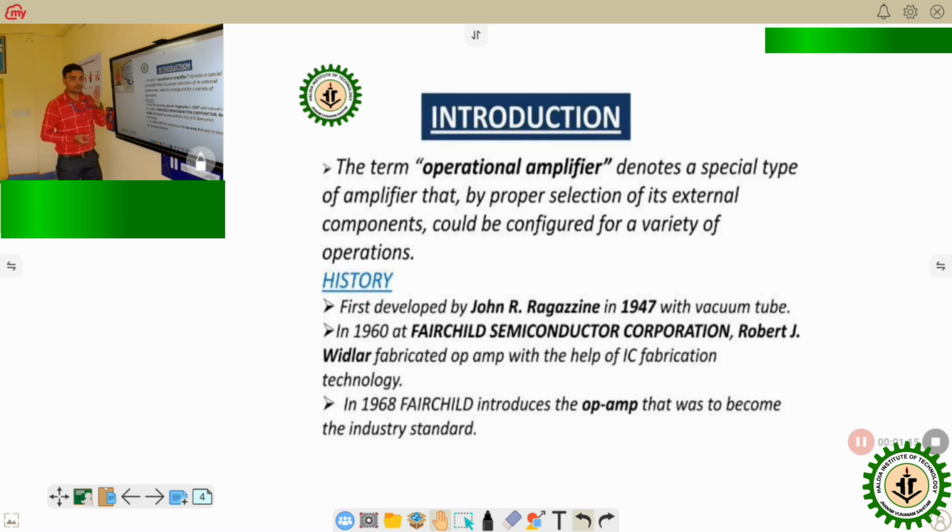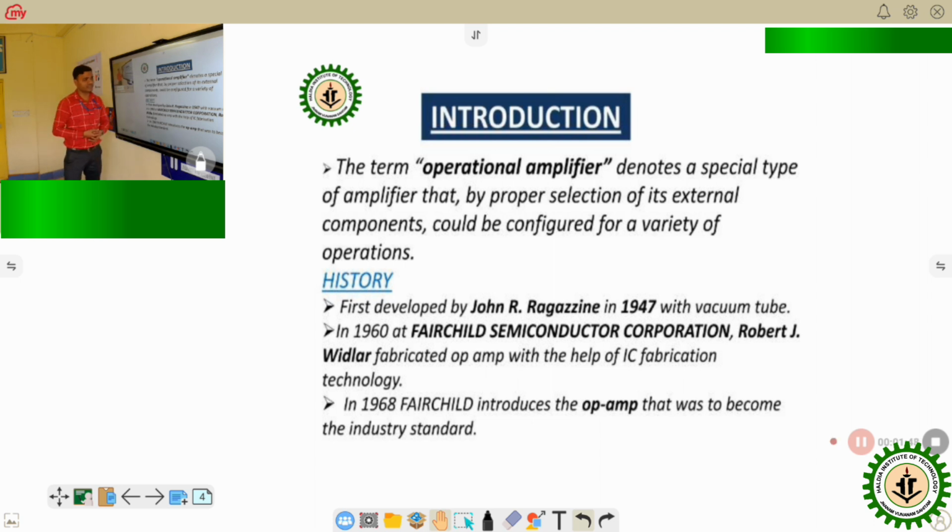So in the introduction, as we know, the name is operational amplifier. It performs some operation such as arithmetic and logical. Arithmetic is addition, multiplication, division like that, and logical means AND, OR, NOT. This can be performed. So that's why this is called the amplifier with a special name, operational. It performs the operation such as arithmetic and logical.